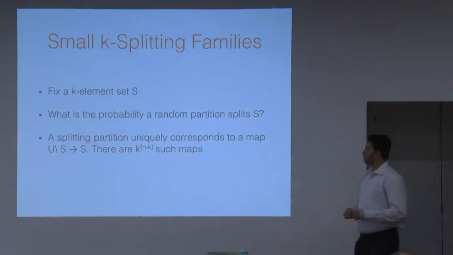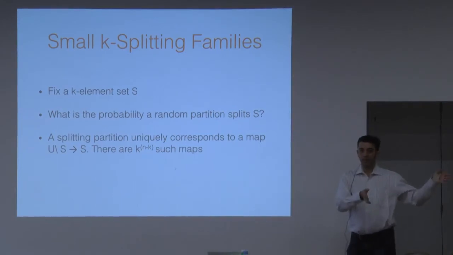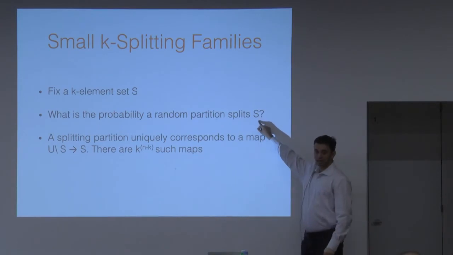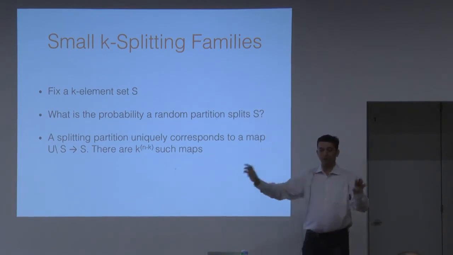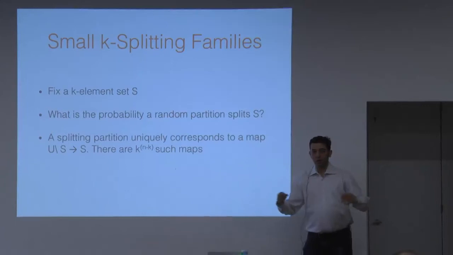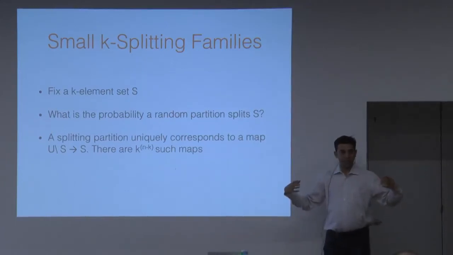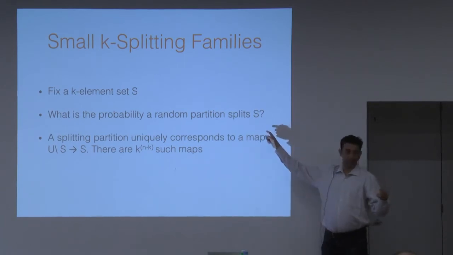If you think about a splitting partition, then this really corresponds to a map from the rest of the elements, the n minus k elements, to these k elements. You have k elements in S, so think of them as forming their own partitions. Now what you need to do is take the n minus k remaining elements, and for each of them map them to one of these k representatives. If you do this, then you get a k-partition that separates all the elements of the set S.